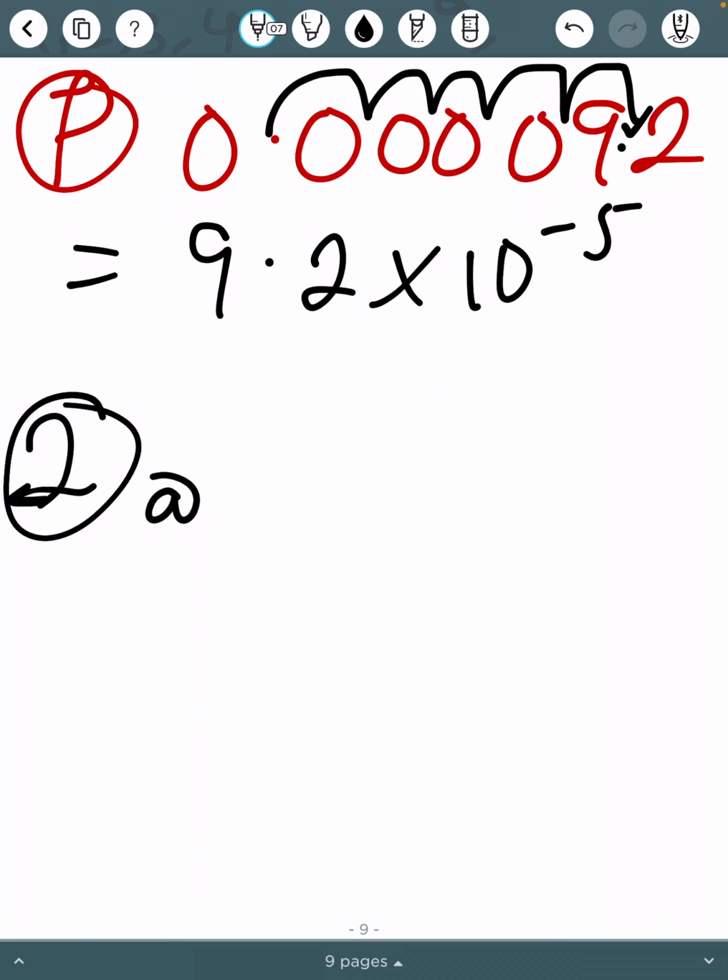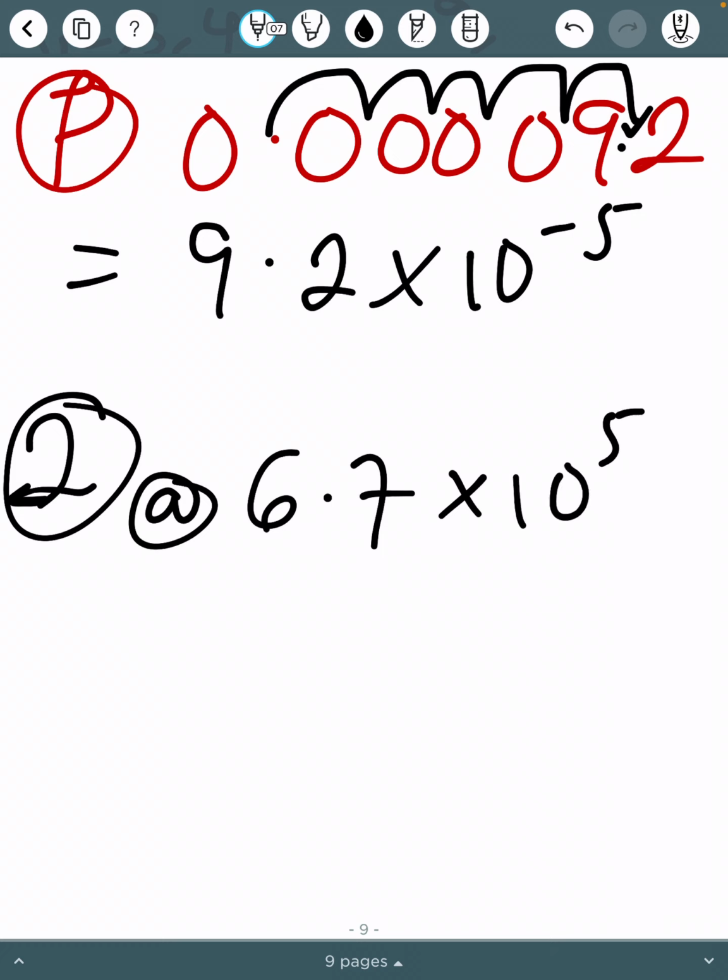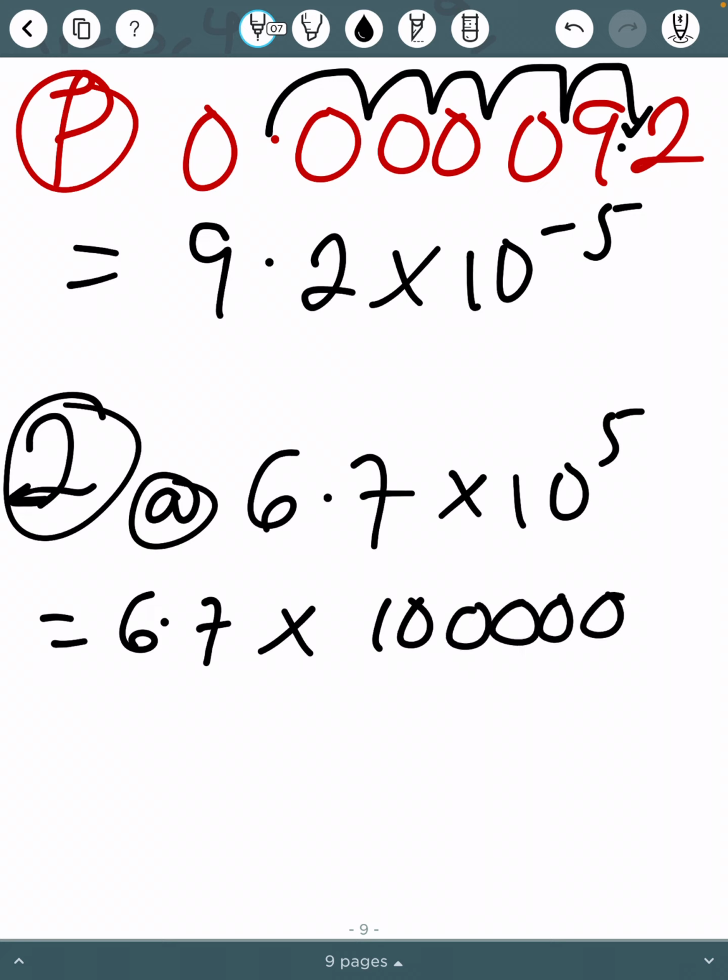Question 2a. The instruction says I should write the following in ordinary form. So that means from standard form, I should change them to ordinary form. First question is 6.7 times 10 raised to power 5. All I need to do here is write my 10 raised to power 5 as 1 followed by 0, 0, 0, 0, 0, 5 zeros after 1. This is 10 raised to power 5.